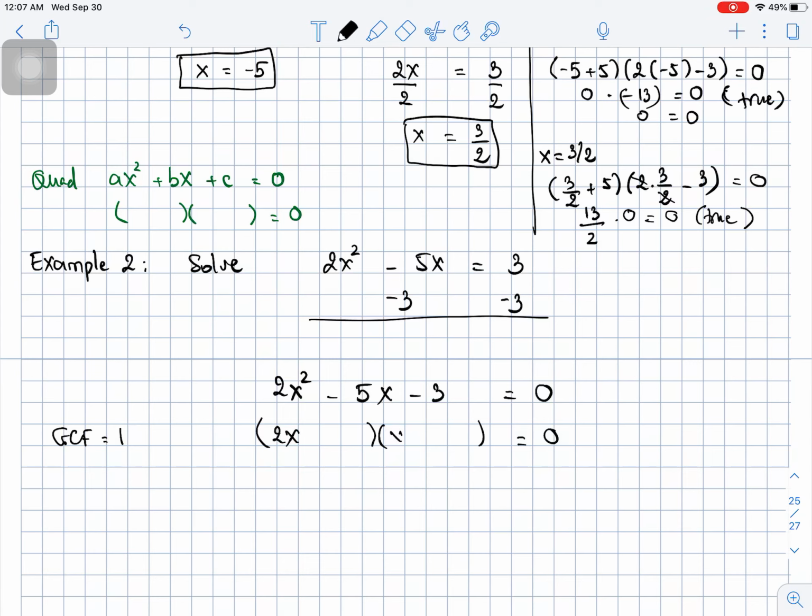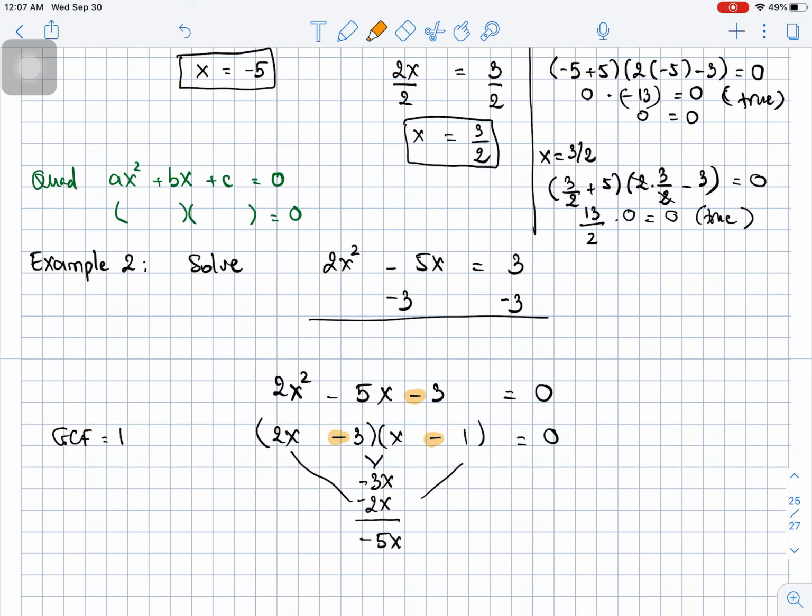The GCF for this problem is 1. Then we got 2x and 1x. For the 3, it's 3 times 1. So we're going to put 3 here and 1 here. So we got 3x and 2x. We want to have -5x. Then we should have minus both.